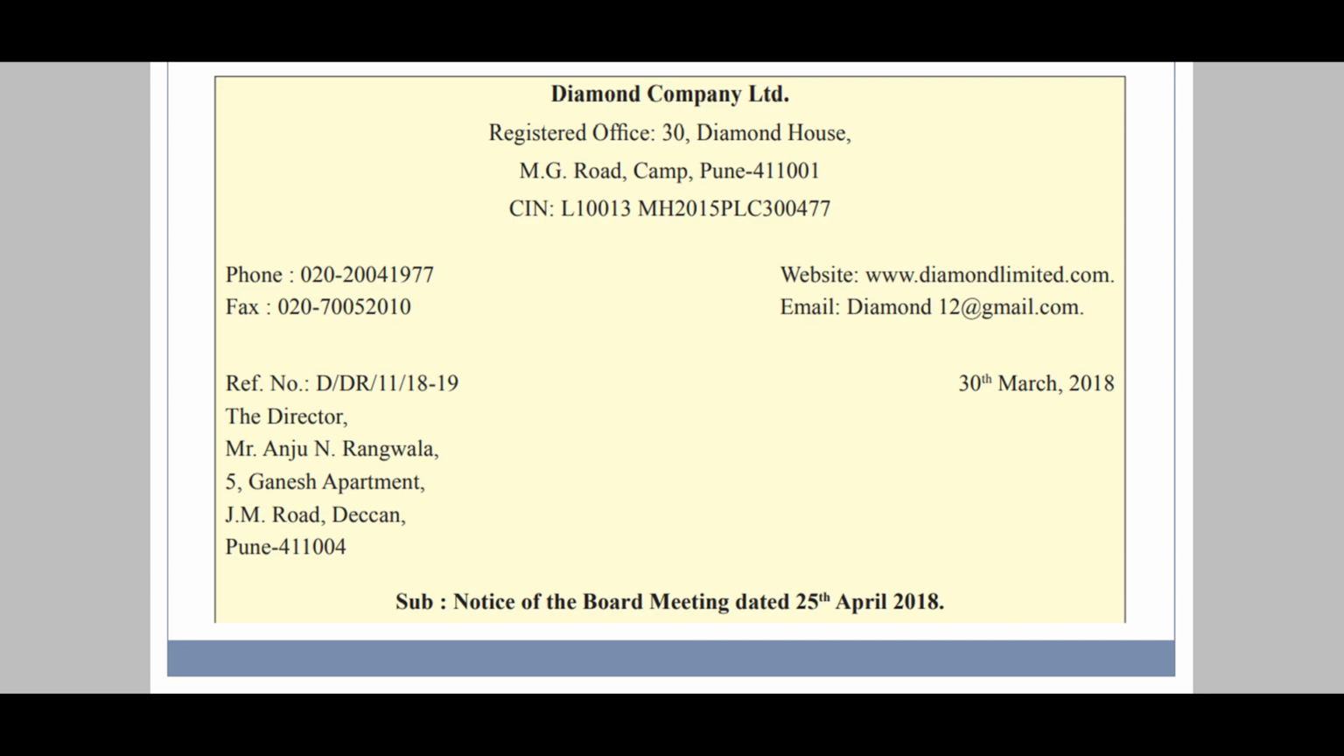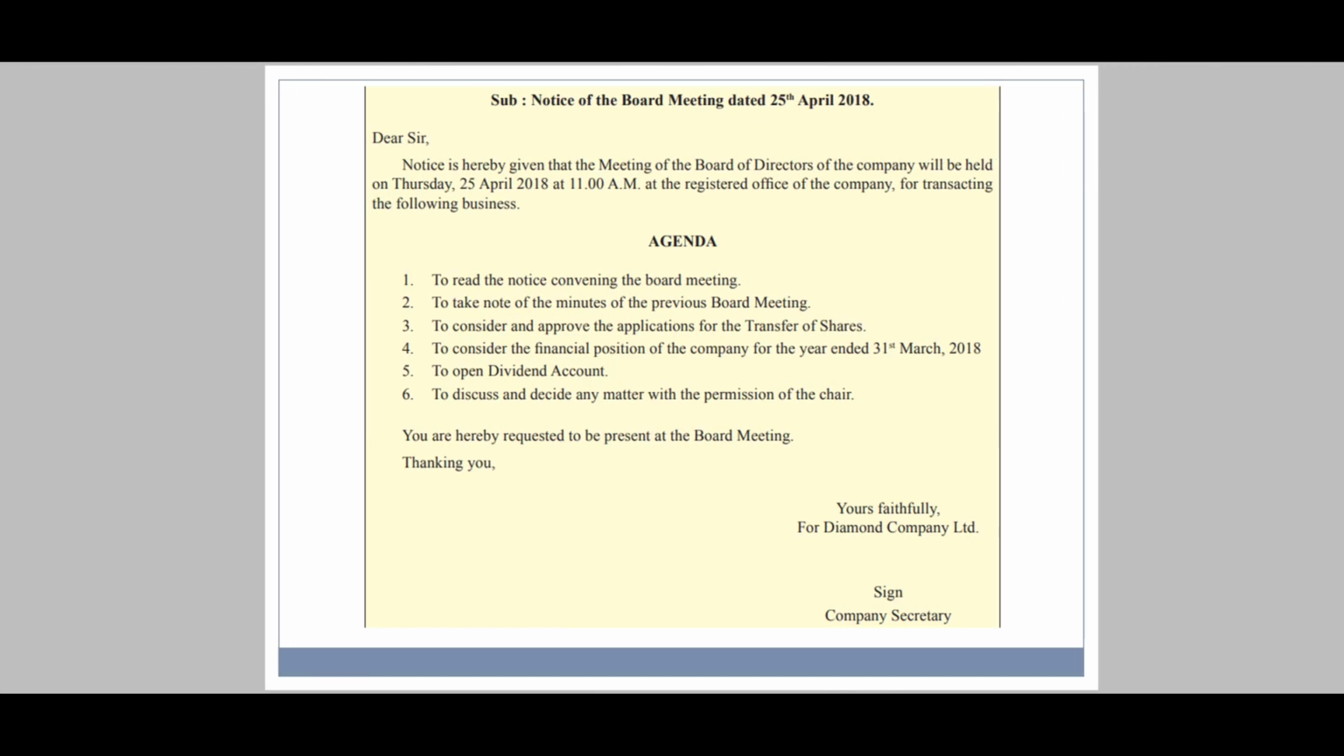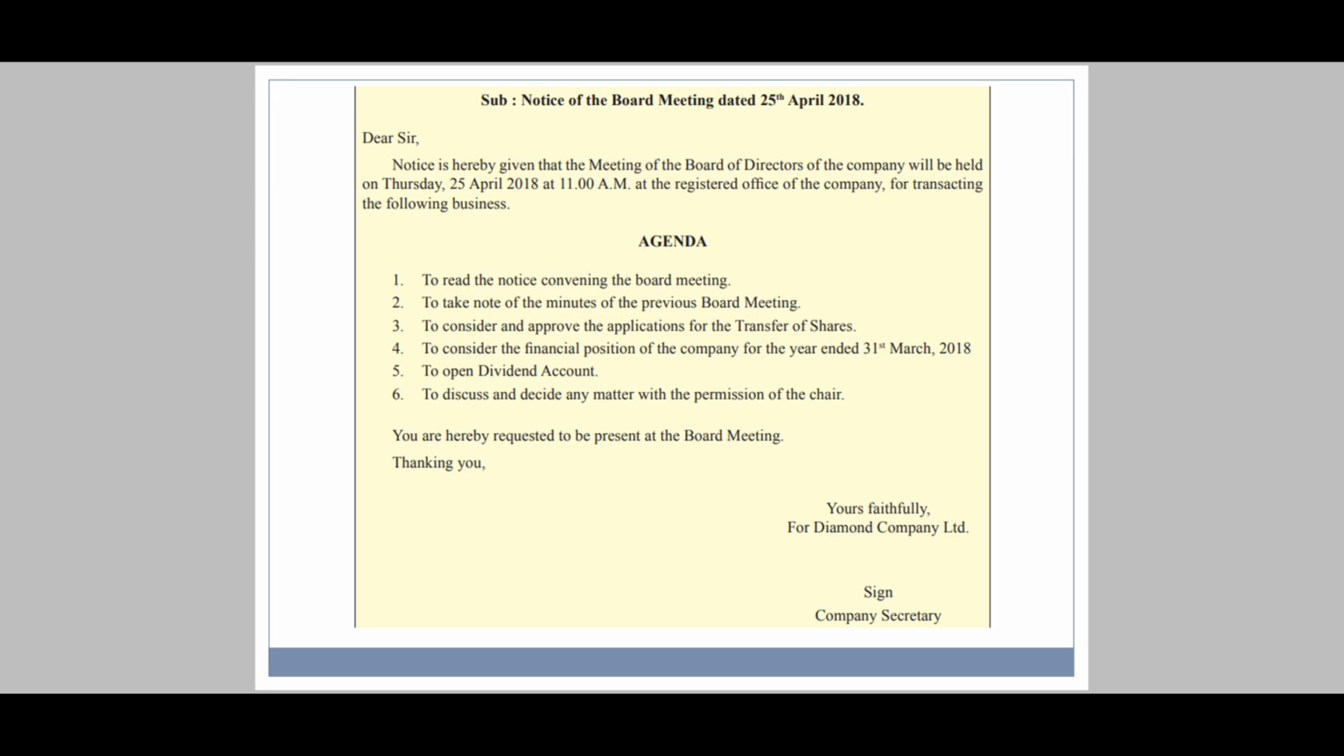Now see here, there are 2 dates. Class, do not get confused. See, the date written on the letter is the date when the secretary is actually writing the letter. So yes, the secretary is writing the letter on 30th March, and on 25th April there is a meeting. After March comes April. Now see, subject, notice of the board meeting dated 25th April 2018. Dear Sir, starting with the salutation. Now you have got, see, 2 to 3 paragraphs below.